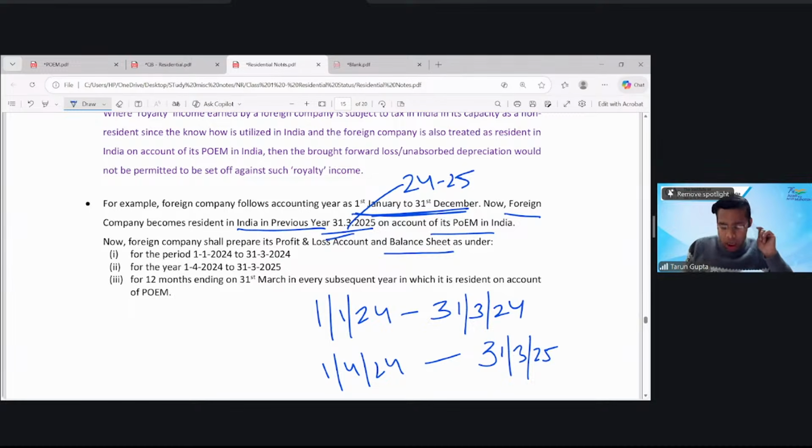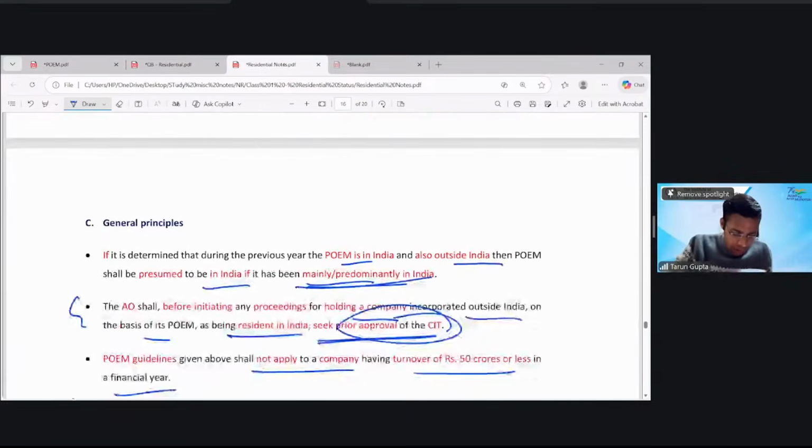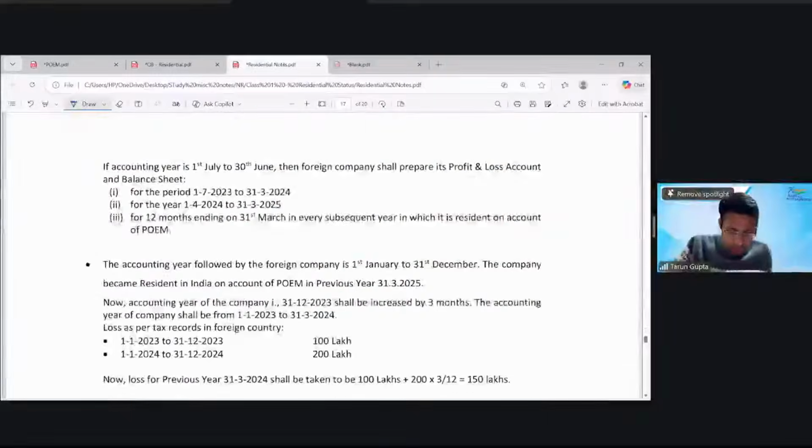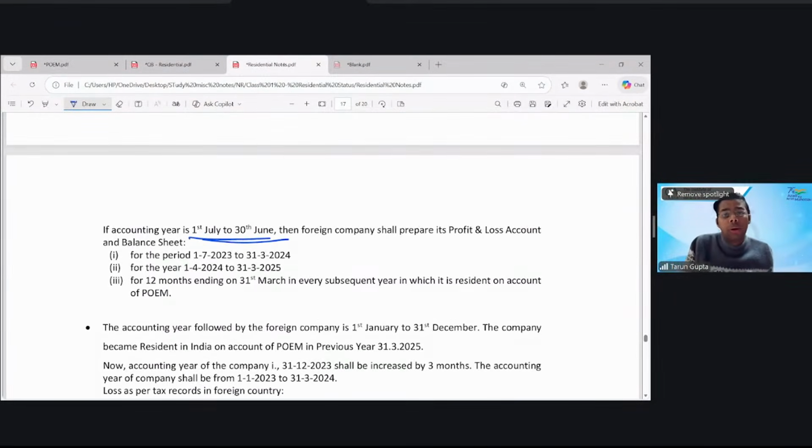So very simple. Whatever your accounting year may be, you will prepare the financial statement up to 31st March, and then 12 months from 1st April to 31st March for the year in which the POEM is said to be held in India. If I follow, say, a year from 1st July to 30th June, and I had the POEM in 1st April 24 to 31st March 25, I have to prepare this account.